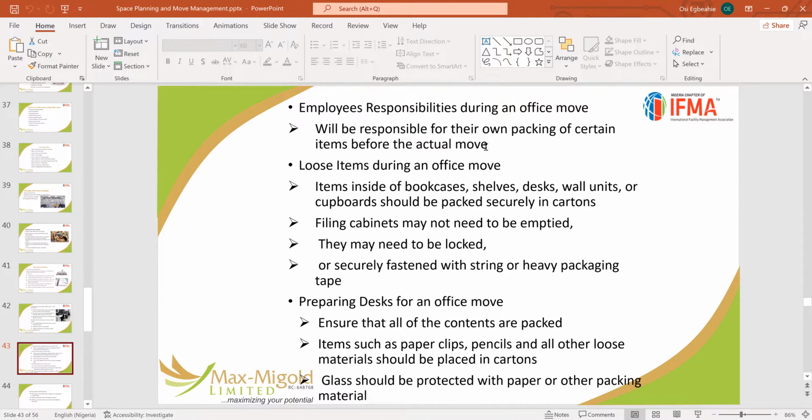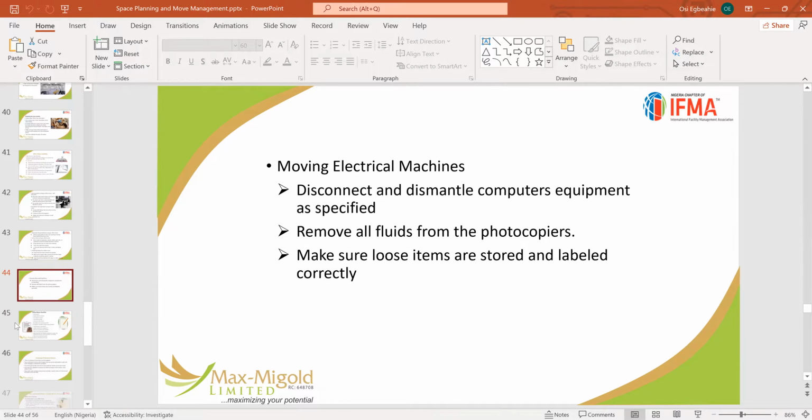They may need to just be locked up or secured, fastened, when they are doing the work. Preparing desks for an office move. Ensure that all the content of desks are packed by its owner. Items such as paper clips, pencils, and all other loose materials should be put in. Glass should be protected with paper and other packing items. It's very important to do that so that they don't just get broken.